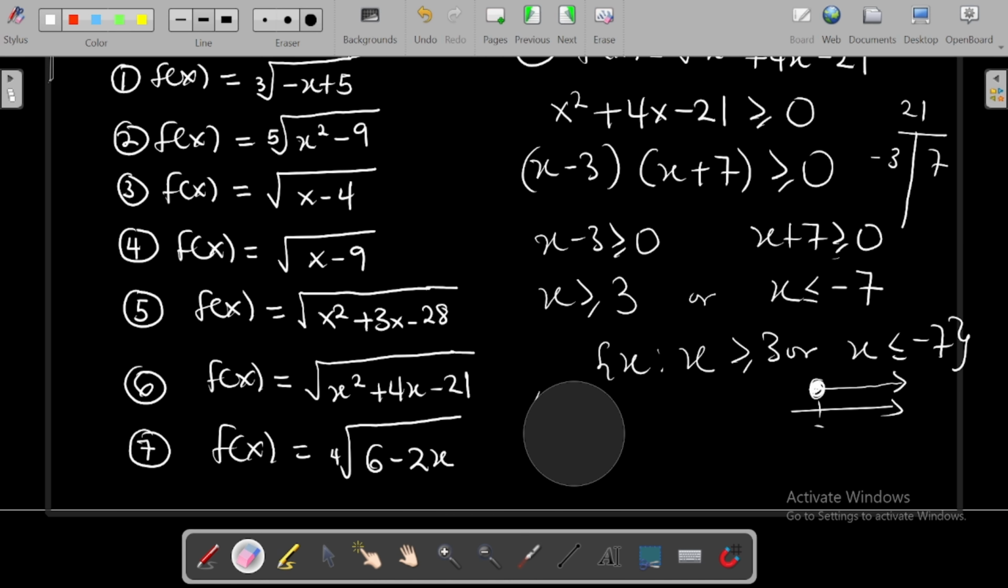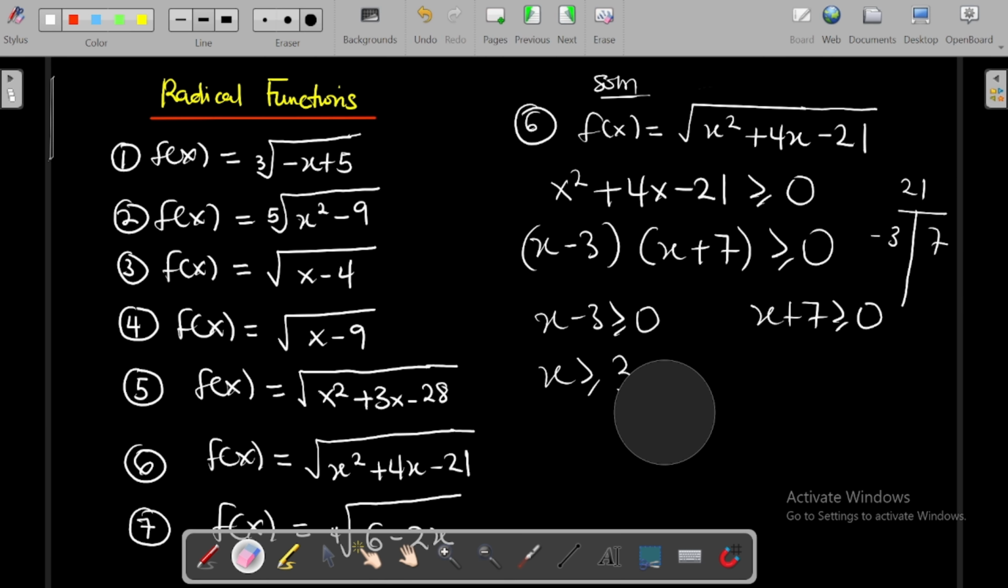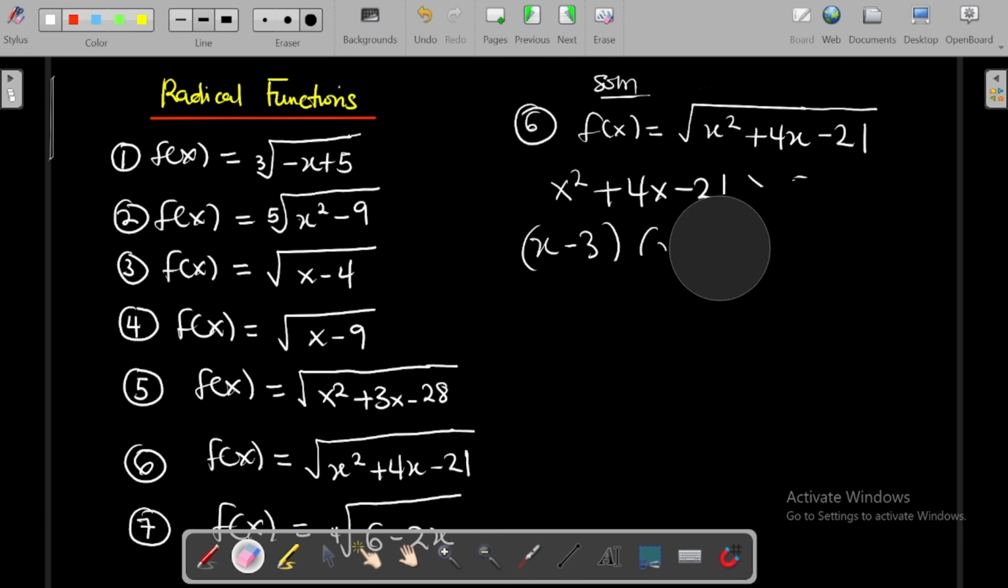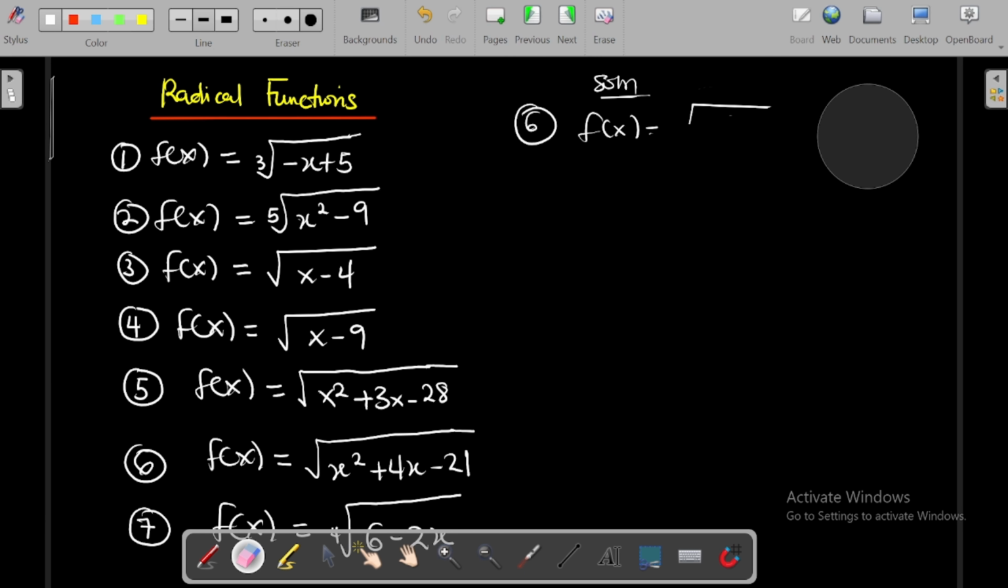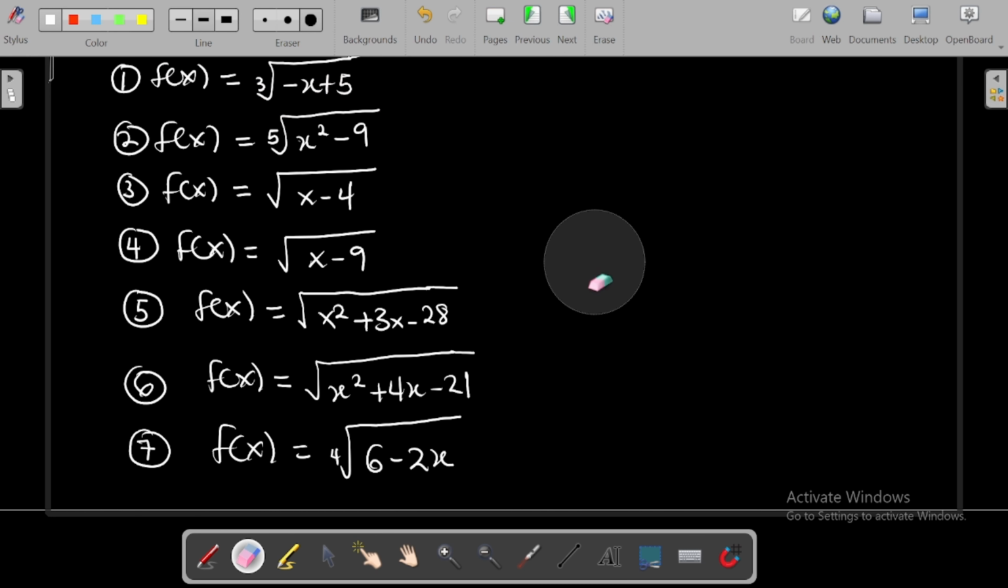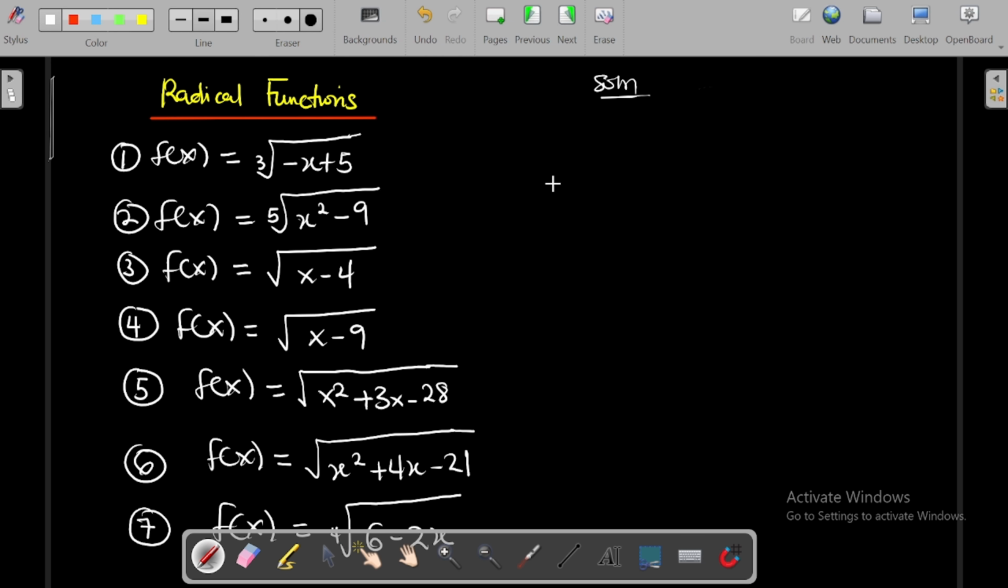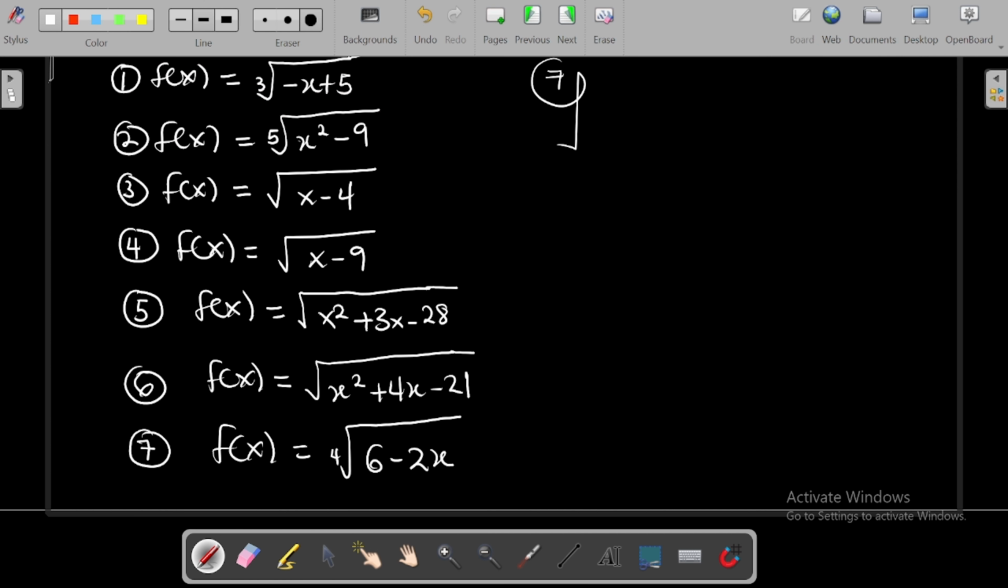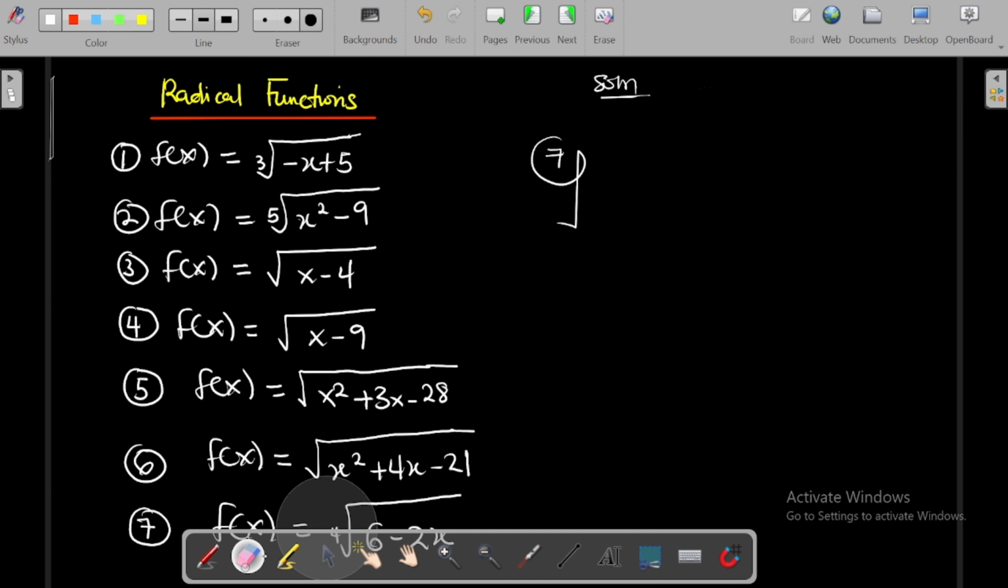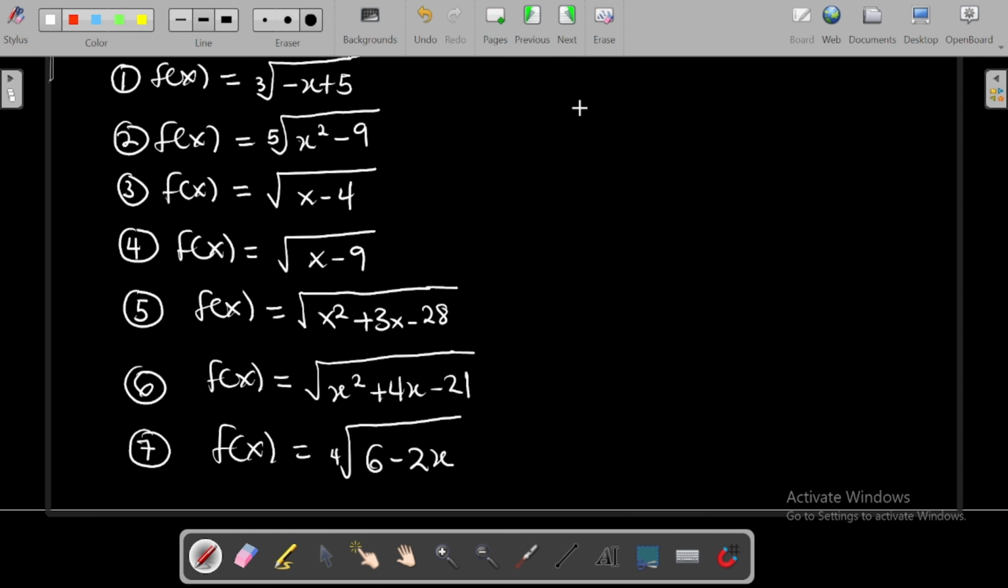Okay, let's solve our next question with radical functions, and then we can move on to another type of equations, our last type of equations. So let's solve our seventh question. Our seventh question is f of x is equal to the fourth root of what? 6 minus 2x. So first of all, what we need to do, we need to identify the type of function it is.